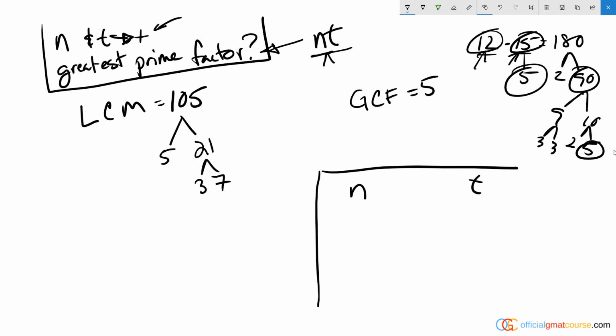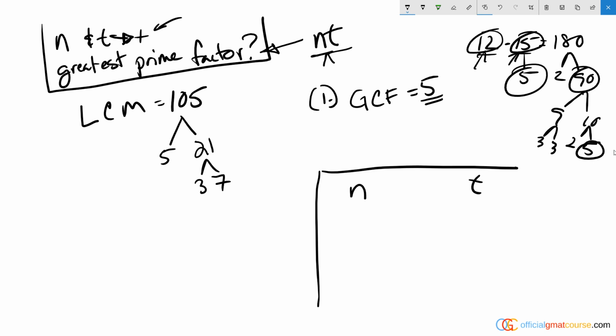Now, statement 1 says the greatest common factor is 5. Okay, well, if the greatest factor that they have in common is 5, that doesn't necessarily mean that either of them doesn't have greater factors.